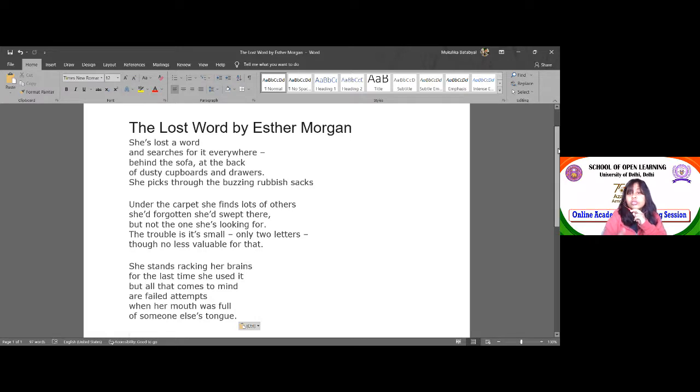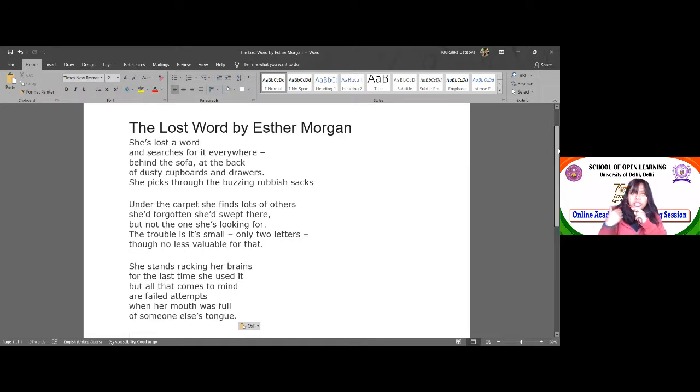Matlab she also looks through the garbage in case someone has thrown it there or she threw it there herself. She looks for it under the carpet, and what she finds is a lot of other things that she swept over there, like a lot of other words.